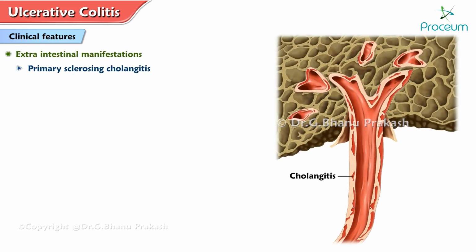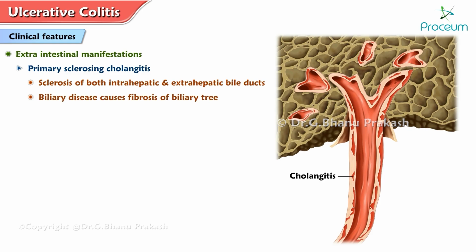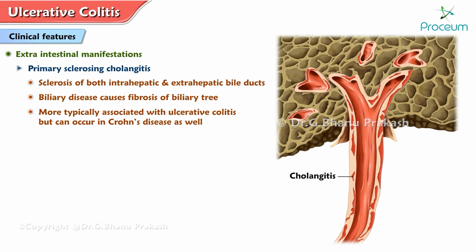Primary sclerosing cholangitis, sclerosis of both intrahepatic and extrahepatic bile ducts. Primary sclerosing cholangitis is a biliary disease that causes fibrosis of the biliary tree. This condition is more typically associated with ulcerative colitis but can occur in Crohn's disease as well.